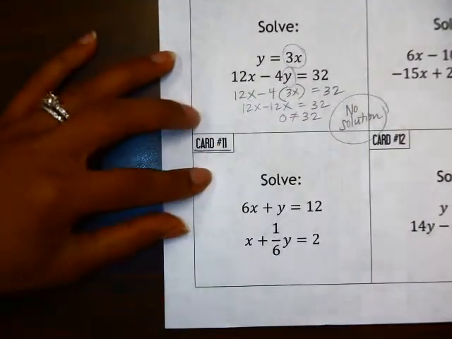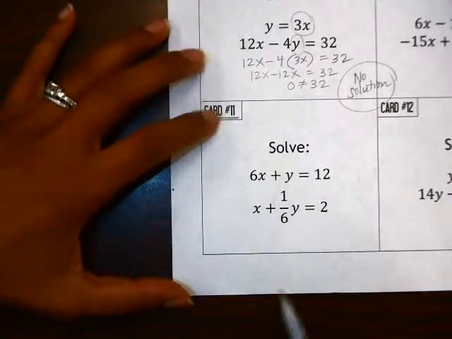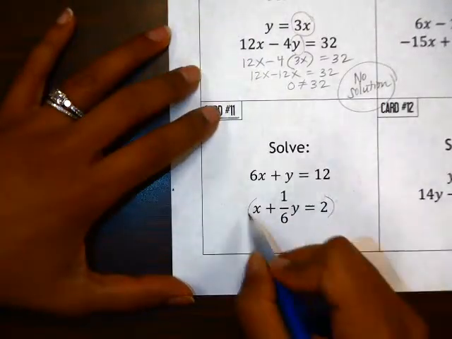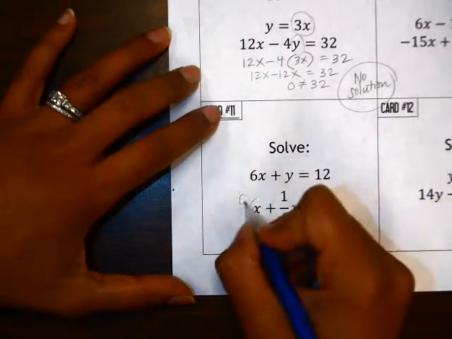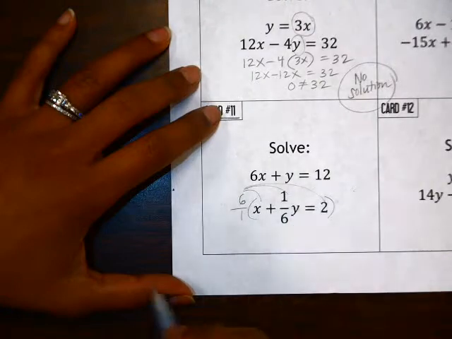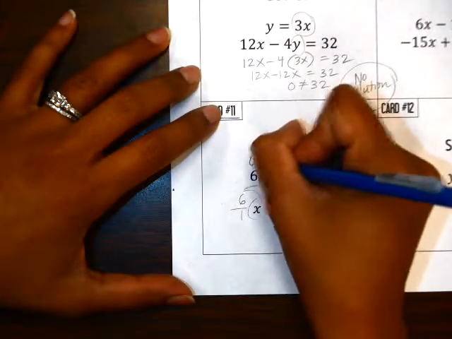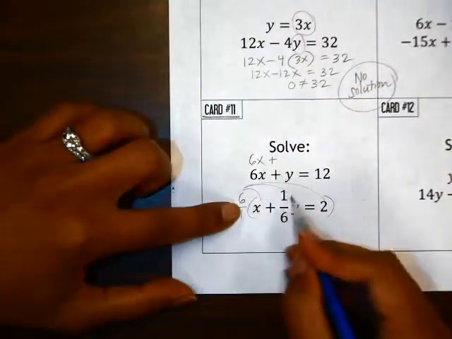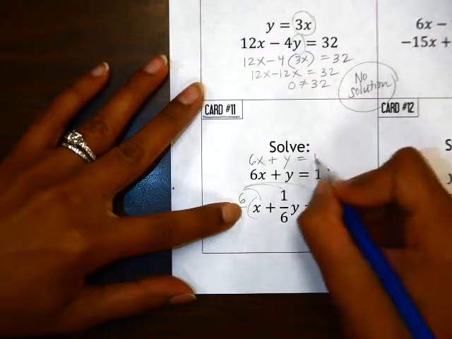All right, moving on to card number 11. We have a fraction here. If you want to get rid of the fraction, multiply this whole equation by a number that would get rid of this 1/6. If we multiply by 6, we need to make sure we multiply both sides of the equation by 6. This equation becomes 6x plus 6 times 1/6 is just 1. Okay, and 6 times 2 is 12.